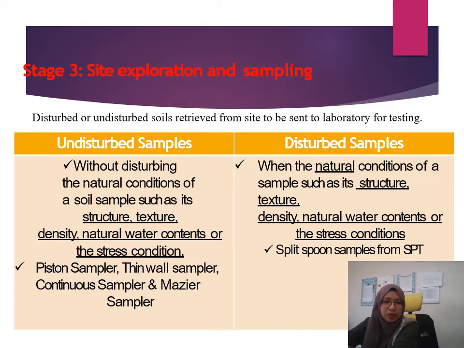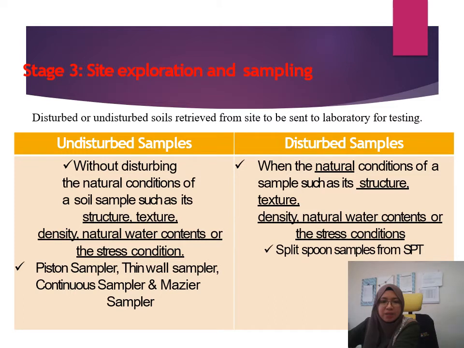So how do we produce an undisturbed sample? This is some of the samplers that we can use, that will produce less disturbance to the soil sample. For example, we have piston sampler, thin wall sampler, continuous sampler, or Messier sampler.